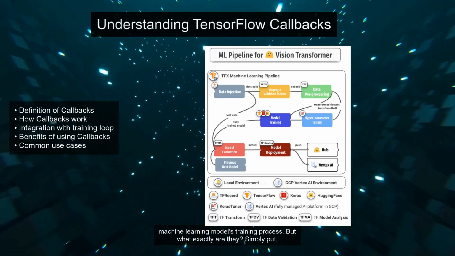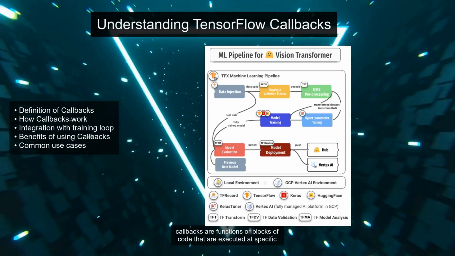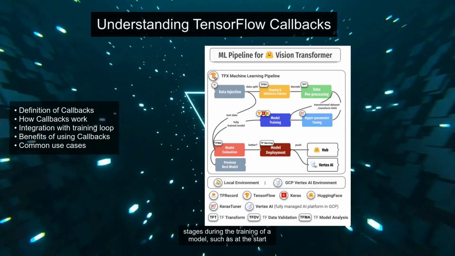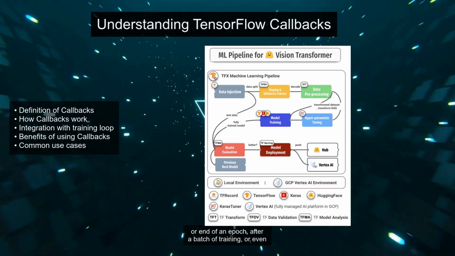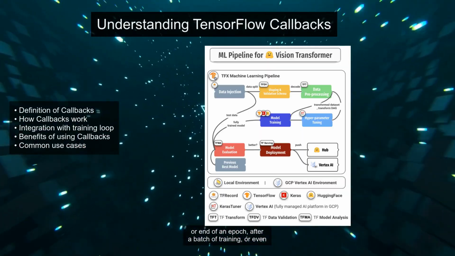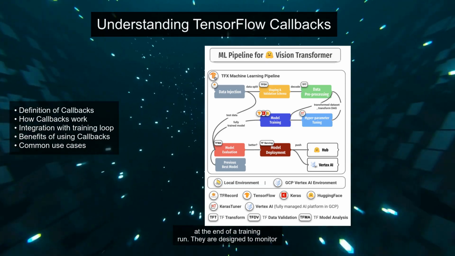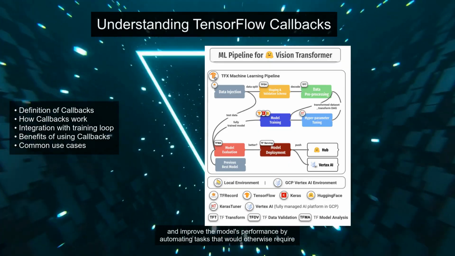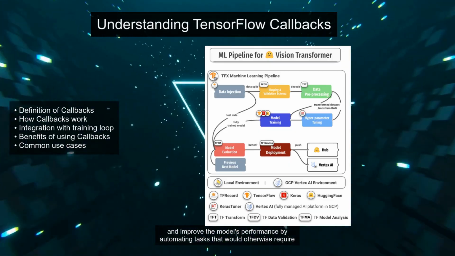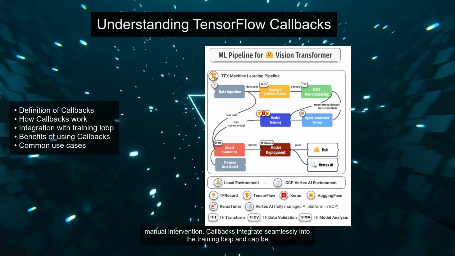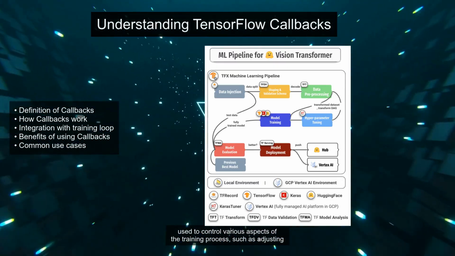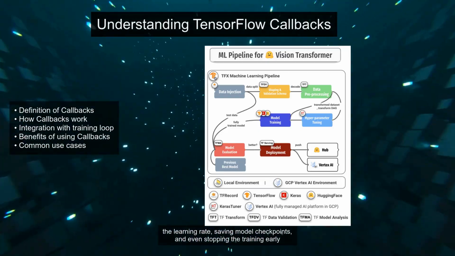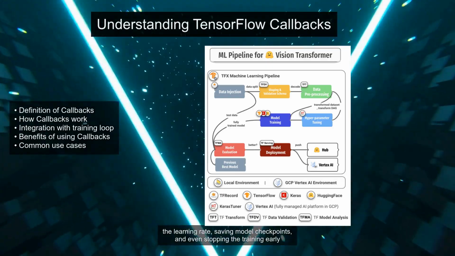But what exactly are they? Simply put, callbacks are functions or blocks of code that are executed at specific stages during the training of a model, such as at the start or end of an epoch, after a batch of training, or even at the end of a training run. They are designed to monitor and improve the model's performance by automating tasks that would otherwise require manual intervention. Callbacks integrate seamlessly into the training loop and can be used to control various aspects of the training process, such as adjusting the learning rate, saving model checkpoints, and even stopping the training early if the model's performance stops improving.